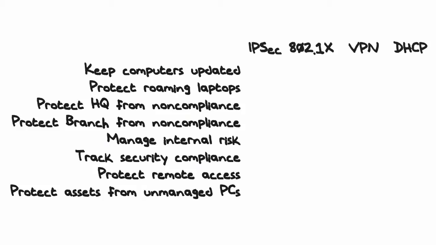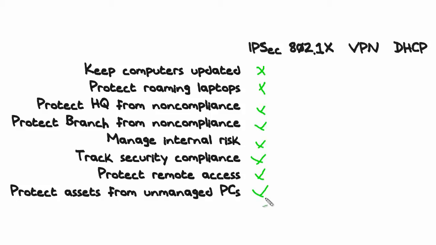Now, there are really four different ways that you can set up NAP to enforce your policies. In other words, how you control access to your network. There's IPsec, 802.1x, VPN, and DHCP. The one you use is going to kind of depend on your goals. For example, if your goal is merely to keep your computers updated all the time, IPsec is a good one. In fact, the IPsec enforcement method is good for pretty much everything.